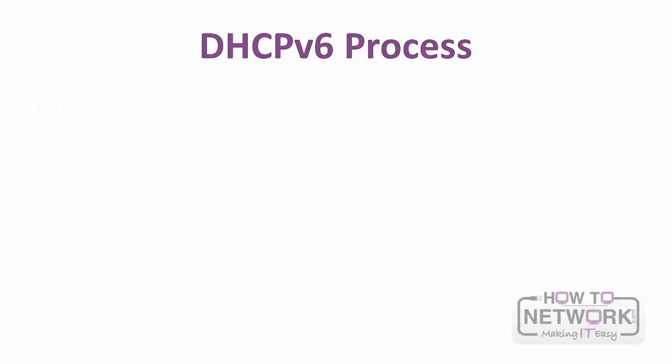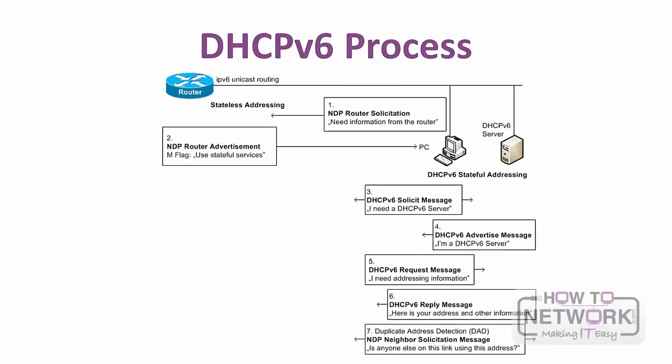Devices configured to obtain their IPv6 addressing information automatically can use one of the following methods: stateless addressing using router advertisements, or stateful addressing using DHCPv6. The following figure illustrates this progression in steps to determine whether stateless or stateful auto-configuration will be used. Step 1. PC sends out a router solicitation message unless a router advertisement message has already been received.